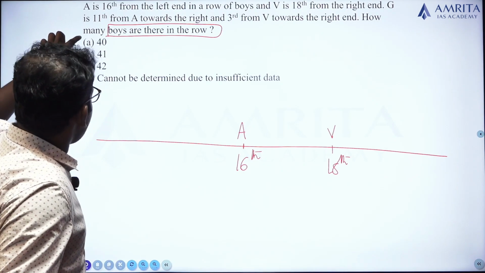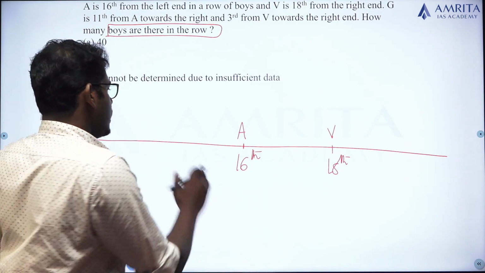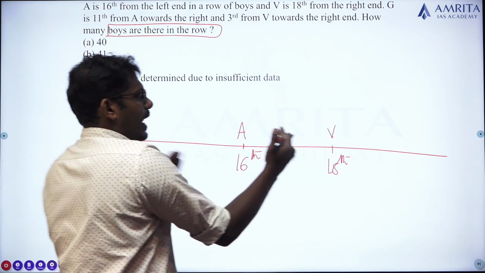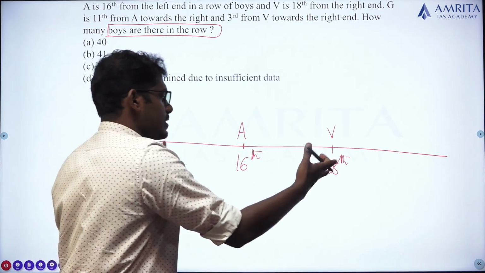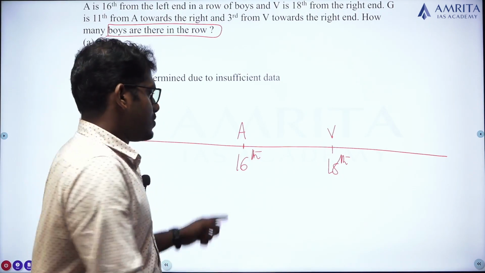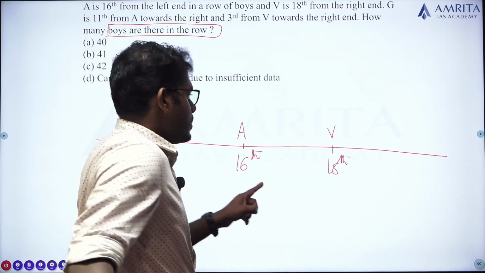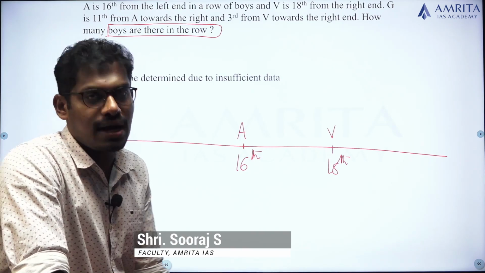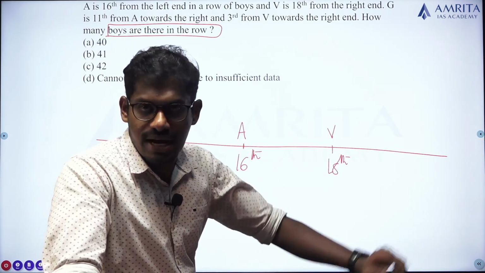By using the given numbers, the minimum possible number is 40. A is 16th from the left and V is 18th from the right. So together that is 16 plus 18, which is 34 members. In between A and V there will definitely be some more numbers, so that the total number of members is at least 40 or higher. Which means that V is not to the left of A. It is definitely to the right of A.